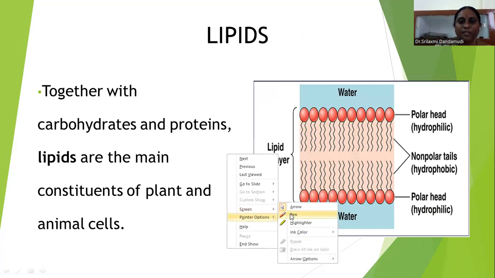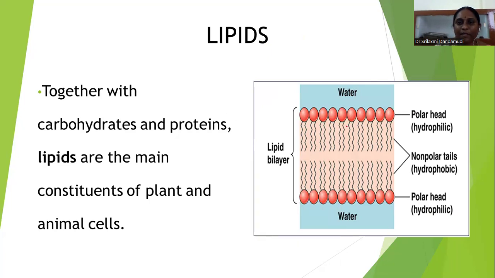See here, the lipid bilayer contains hydrophilic and hydrophobic ends. So this is the head. It is also called the polar head, and it is hydrophilic. Hydrophilic is nothing but water loving. And this is the tail. These are also called non-polar tails, and these are hydrophobic. Hydrophobic is nothing but water-hating groups.